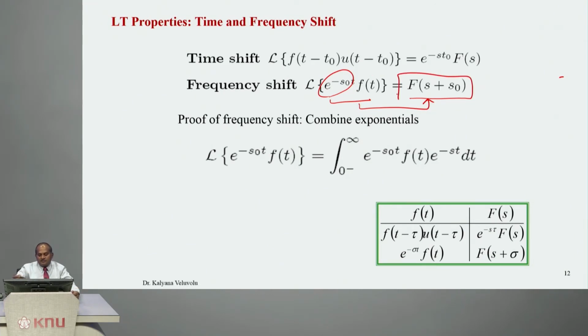So these two, you can easily prove, but the properties you have to remember. If you time shift a signal, you're going to get e power minus s t in the frequency domain. If you actually have e power minus alpha t or e power minus s0 t in time domain, it's going to shift the system by s plus alpha. So these two properties are also very important. We're going to see the application in the next slide.